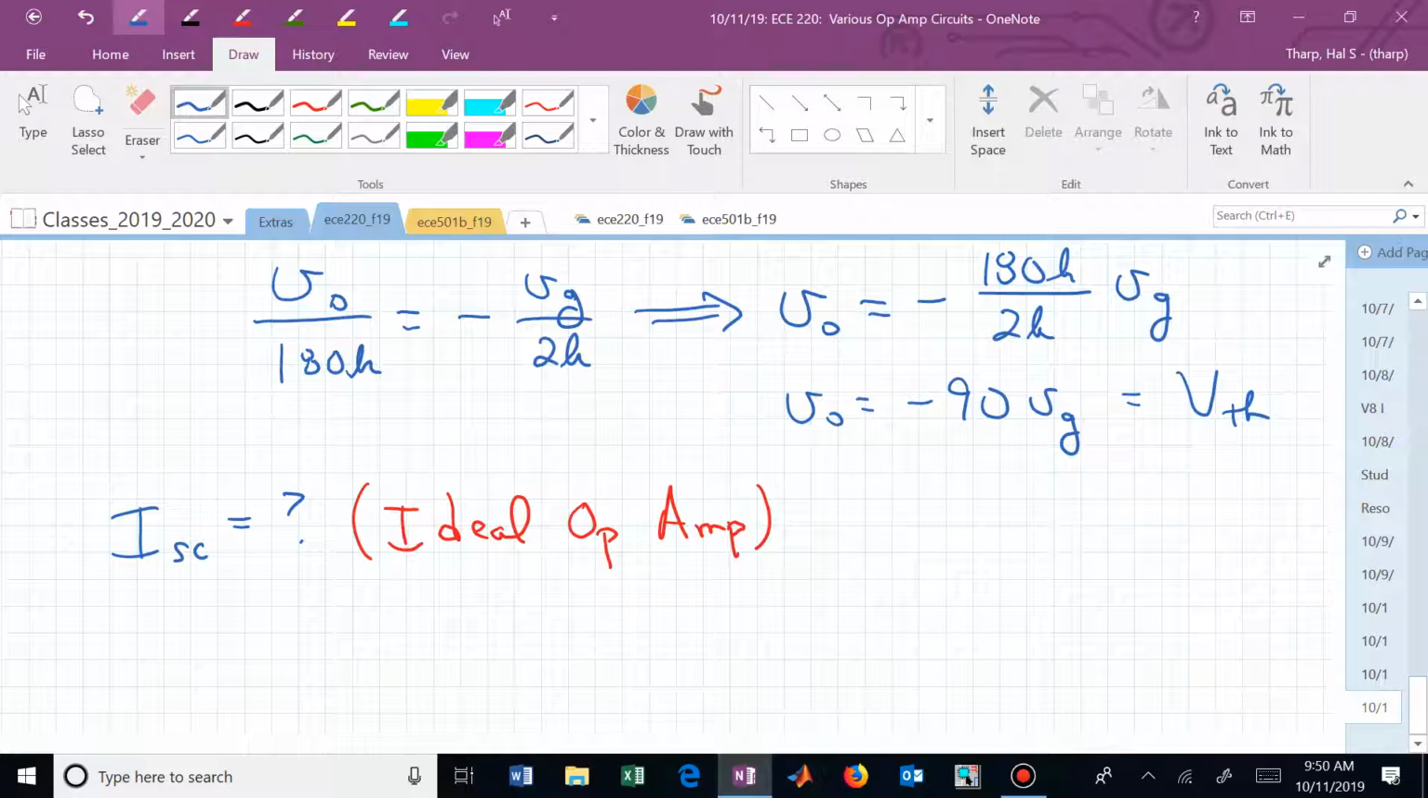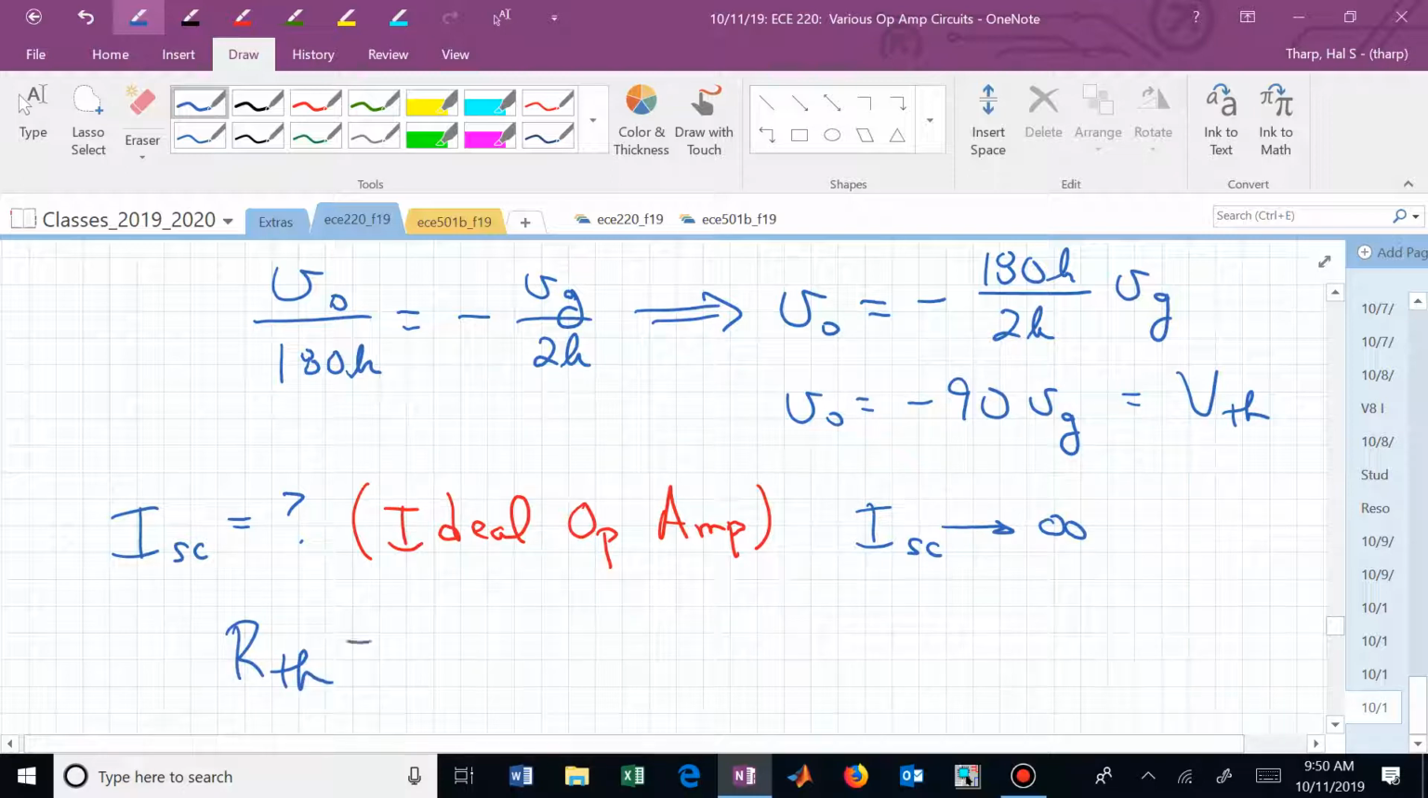So if that's the case, if we just now had that allowed to do whatever it wants, it's just going to go to infinity. We're going to have an unlimited amount of current flowing out of that op amp in the ideal scenario. Now we can do step 3, which is to find R Thevenin, which is V Thevenin over I short circuit. And in the limit, as I short circuit goes to infinity, this becomes 0.